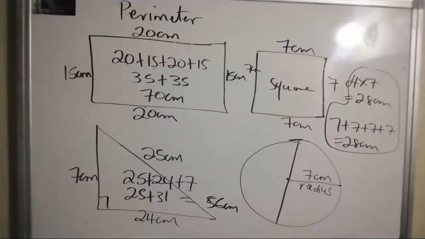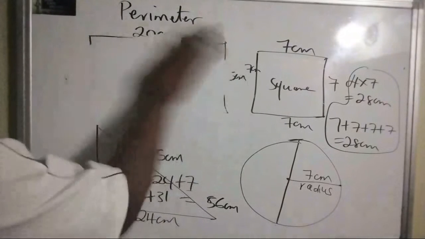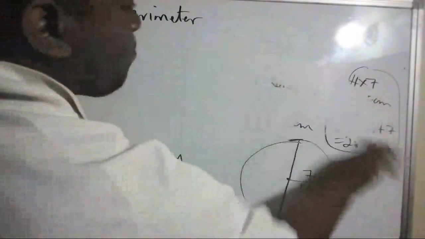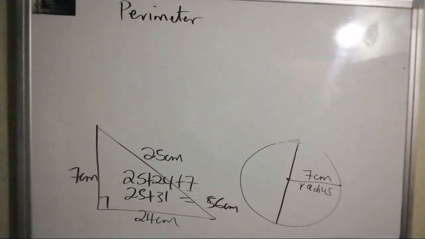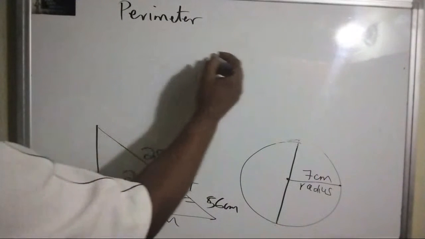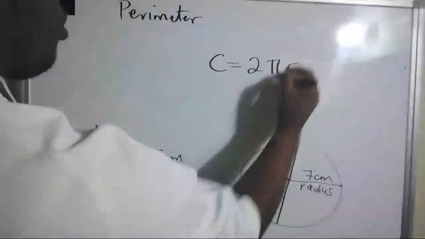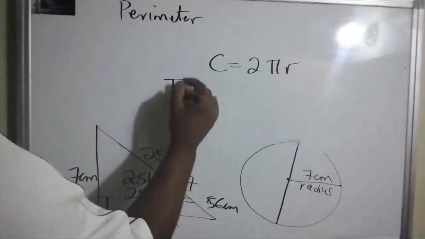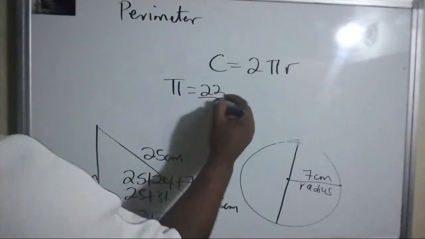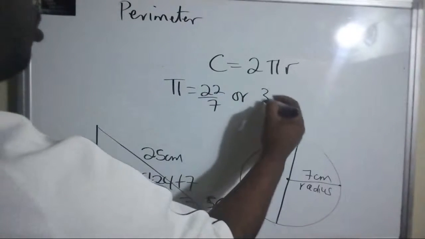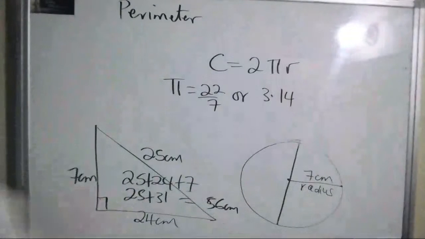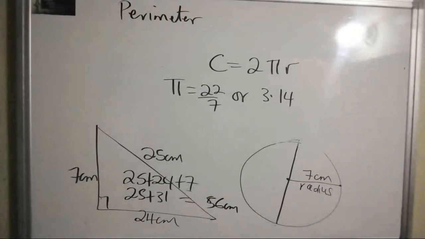So the circle is a special case, so I'm going to just clear the board and explain that. Someone said they think it's 14. Let us examine it. So the circumference, or the perimeter of a circle, is 2 pi r. Now we have to know what is pi. Pi is equal to 22 over 7 or 3.14. Right? Since the radius is a multiple of 7, we can use 22 over 7.